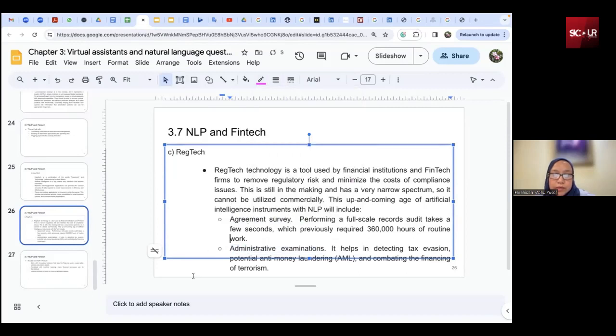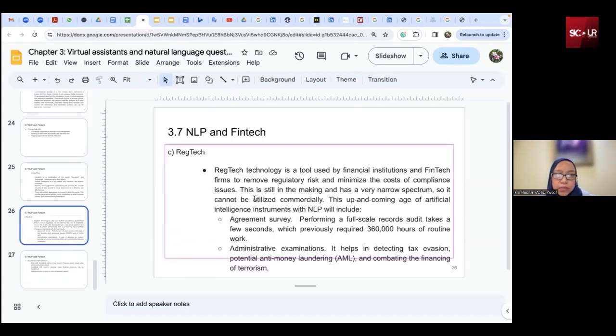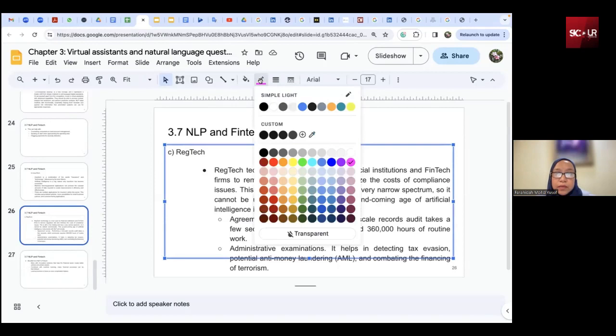Tak clean lah. Tak apalah. Sebab nanti you highlight je dalam kotak ni. Dia dalam kotak yang dokumen pink.